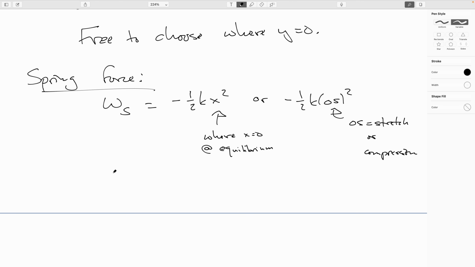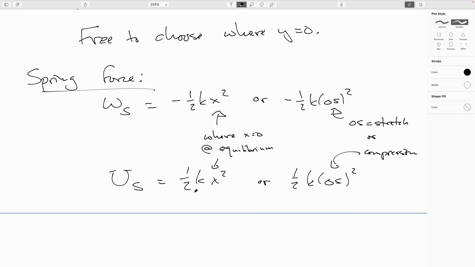The usual choice for the potential energy for a spring then is just 1/2 k x squared if we're using the special coordinate system where x equals 0 at equilibrium, which is probably what you'll do most of the time. Or 1/2 k delta s squared if you're not. But you'll probably prefer this one here, I'm suspecting.